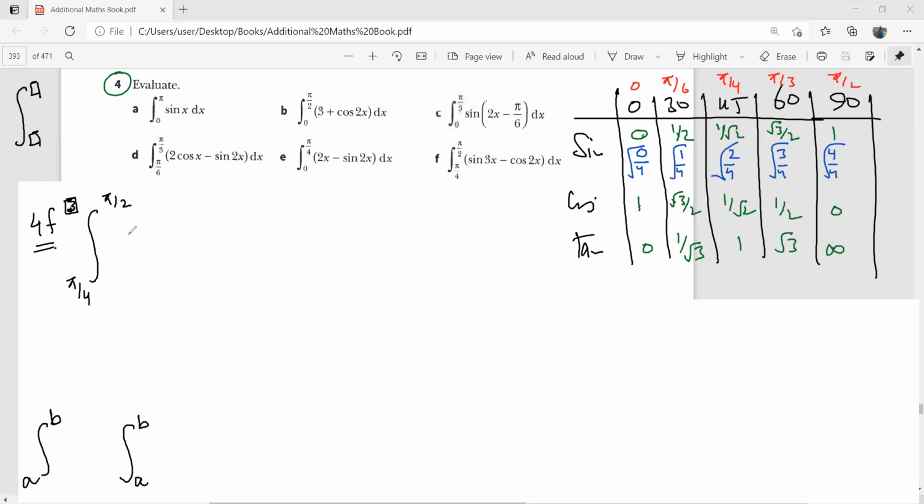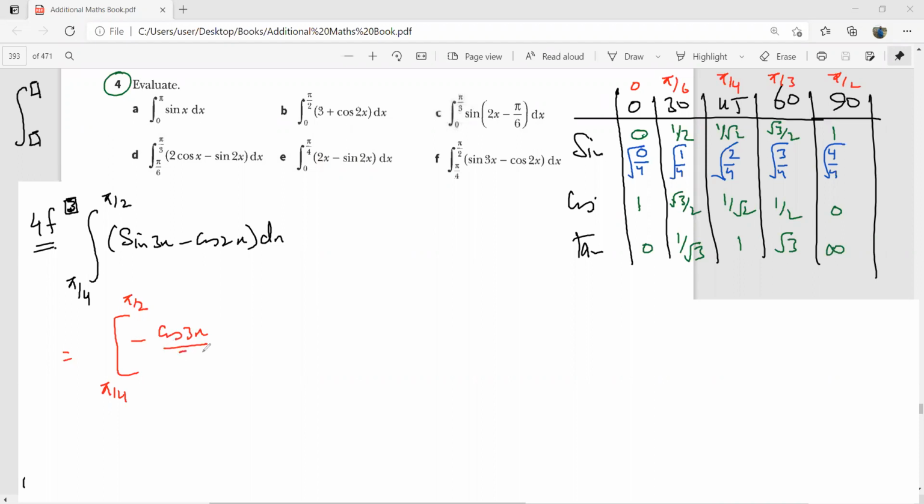This is sine 3x minus cos 2x dx. So just try to recall, how do you integrate sine and cos? This is just a one step thing here. This is pi by 4 to pi by 2 here. Now, once it is integrated, you can write it anywhere, by the way. This is minus cos 3x over 3 minus sine 2x over 2.